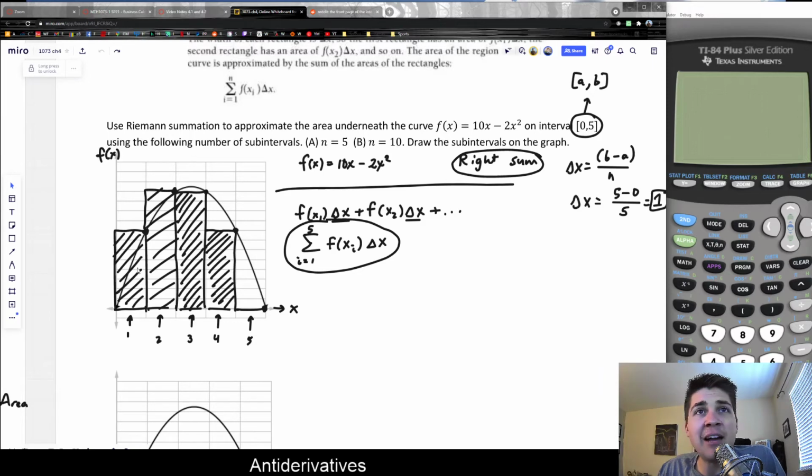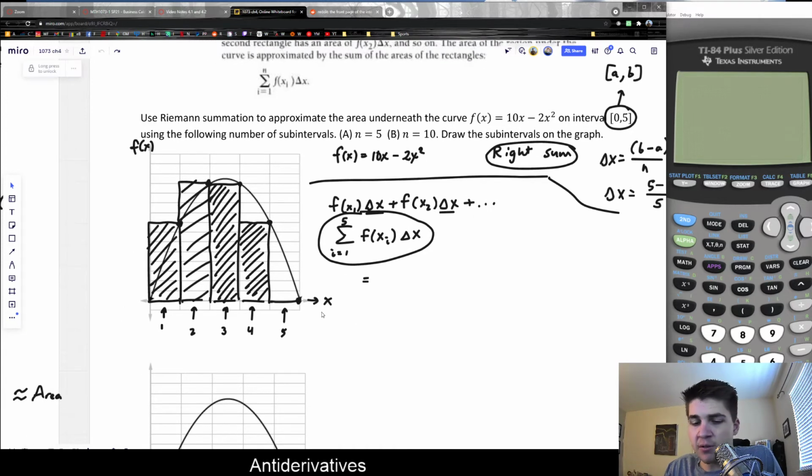Like again, imagine you had 20 subintervals. You'd have to write this out 20 times. It'd be very, very tedious, but it's a little bit simpler to write it in a compact form. But at the end of the day, what we need to do is multiply length times width, plus length times width, plus length times width, and so forth.